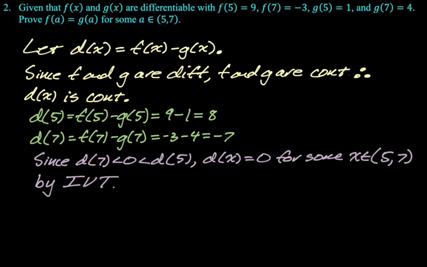So since d of 7 is less than 0 is less than d of 5, I think you should definitely somewhere in your work show the values of d of 7 and d of 5. Don't just assert that that's true. So find those values, unless you have to reason your way through it. But here we can explicitly find them. So I already found them, so I'm comfortable just saying d of 7 is less than 0 is less than d of 5. d of x must equal 0 for some x between 5 and 7 by IVT.